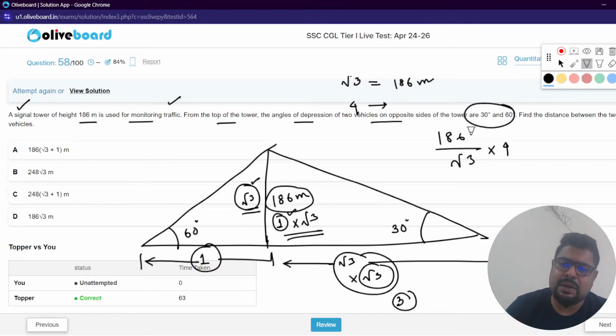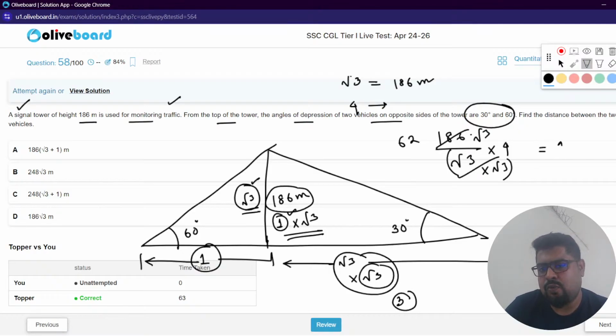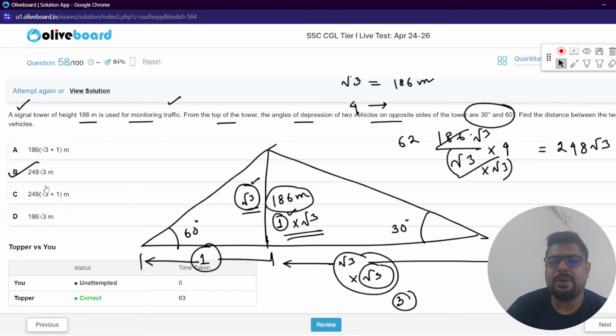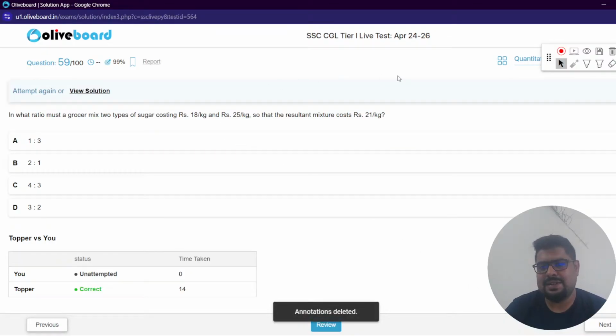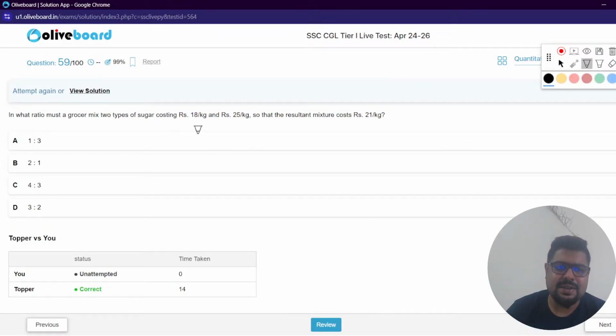Sir, again, let's do one thing. This is root 3 and this is root 3. Meaning this is now 3, sir. 3, 6 are this, 2 are this. This is 248 root 3, sir. Option number B must be the answer. Again, not a very difficult question.